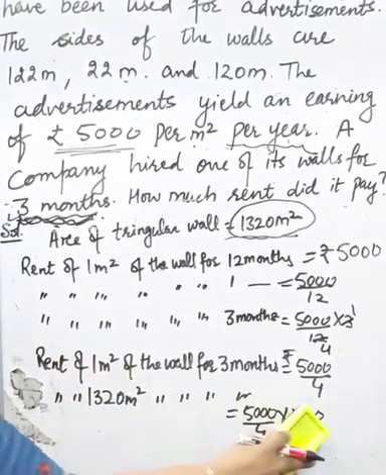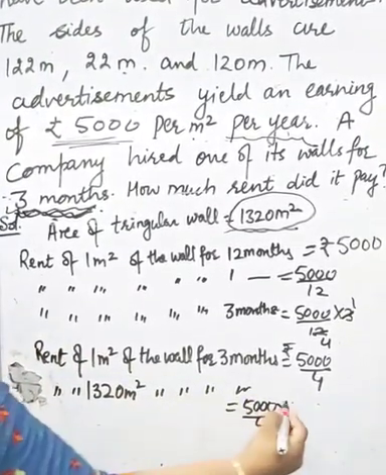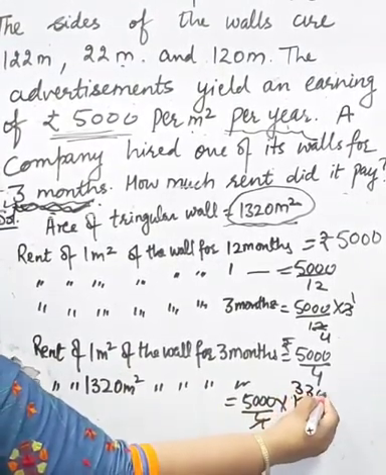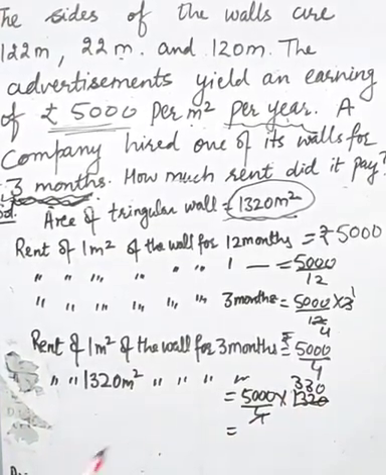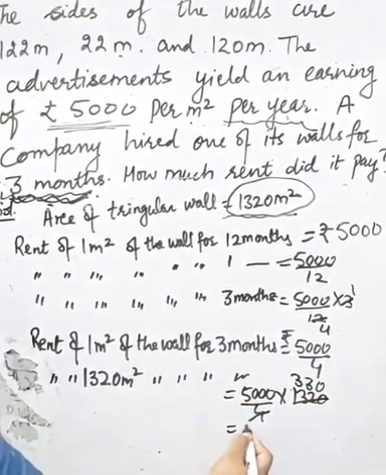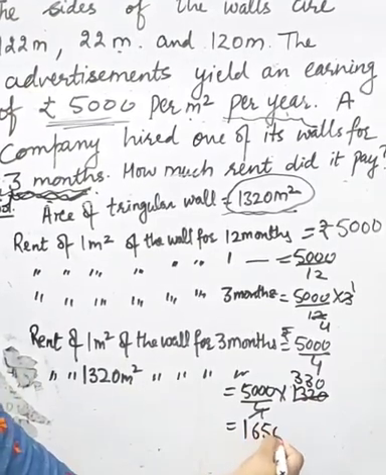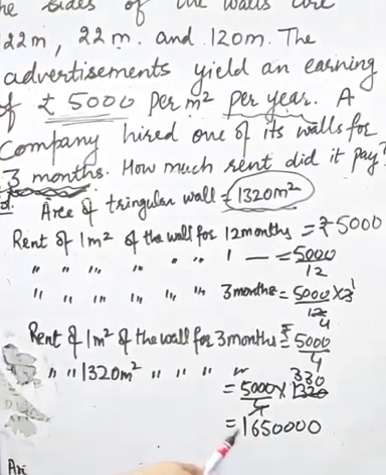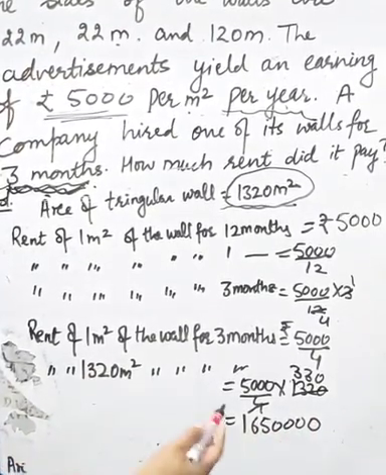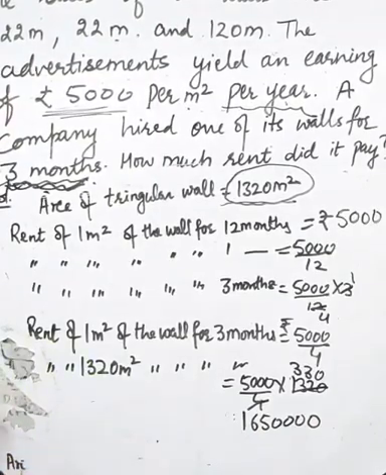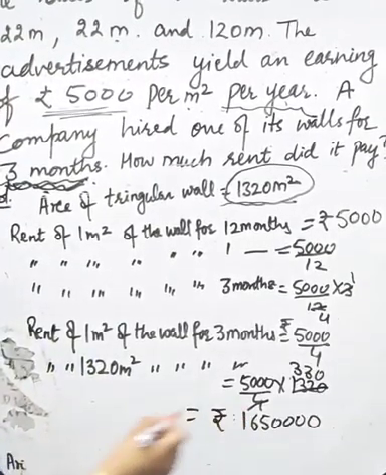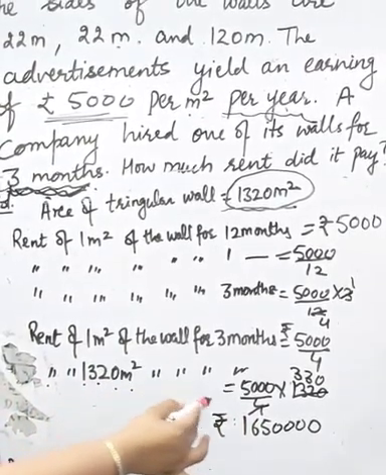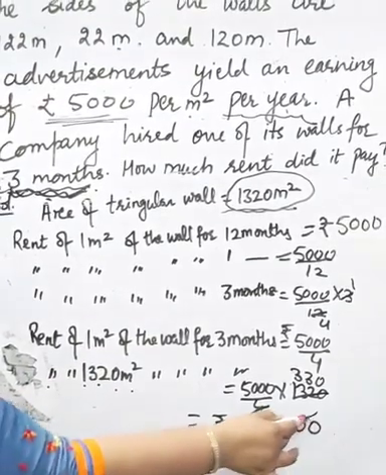Now convert it to the lowest form or simplify it. Now multiply 5,000 and 330. Then the product will equal 16,50,000 rupees. It means the rent of 1,320 meters square equals 16,50,000 rupees.